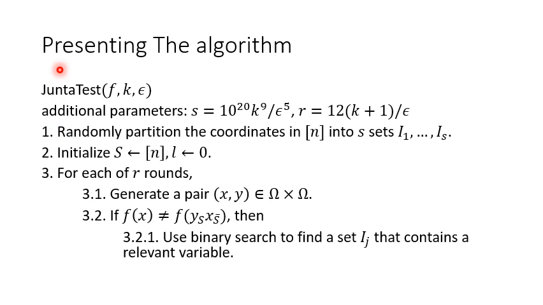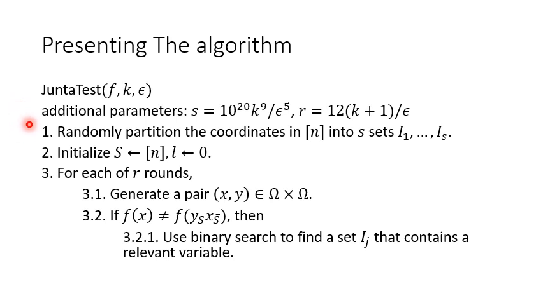Okay, so we will now see the algorithm. The algorithm name is Junta test. It gets the function. It decides if the function is a k-junta or if it is epsilon far from being a k-junta. It will get additional parameters, s, the number of sets we will partition the coordinates of the function into, and r, the number of rounds of the algorithm. The values that these two parameters get are two values that will work well in the proof of the algorithm.